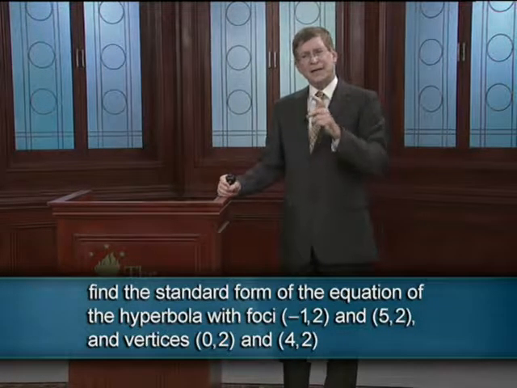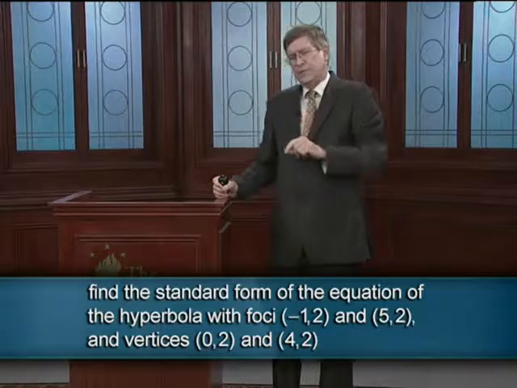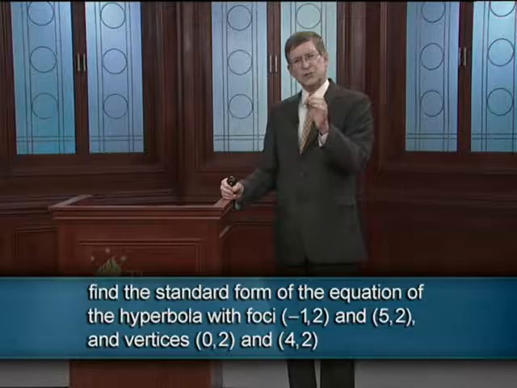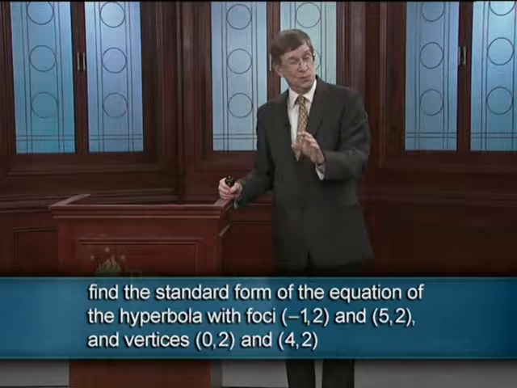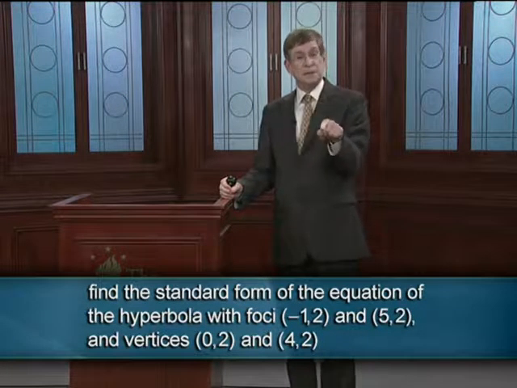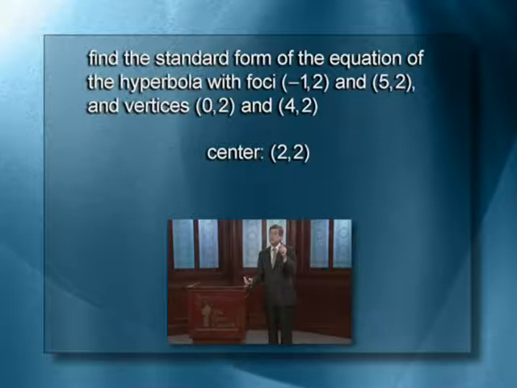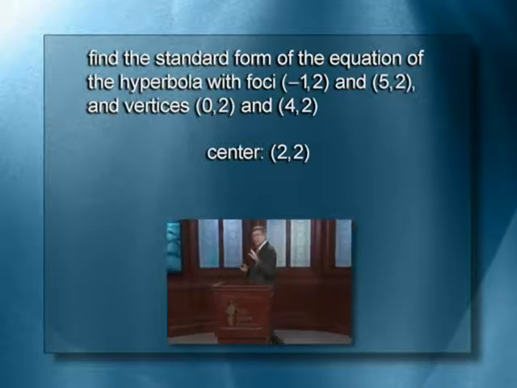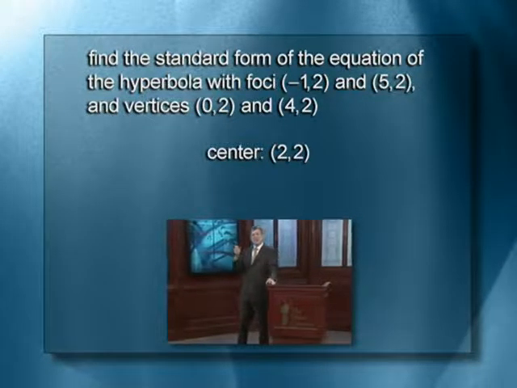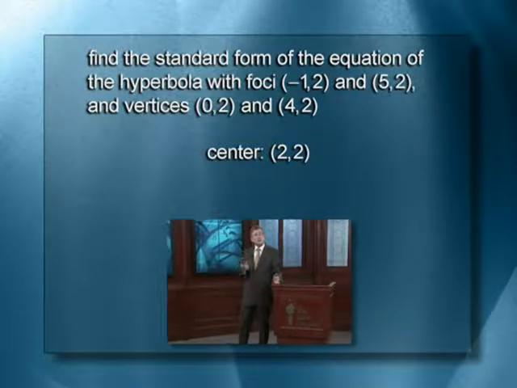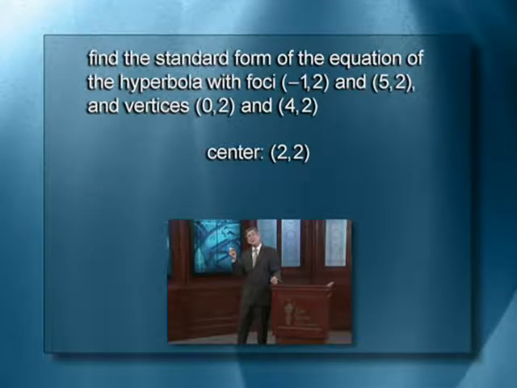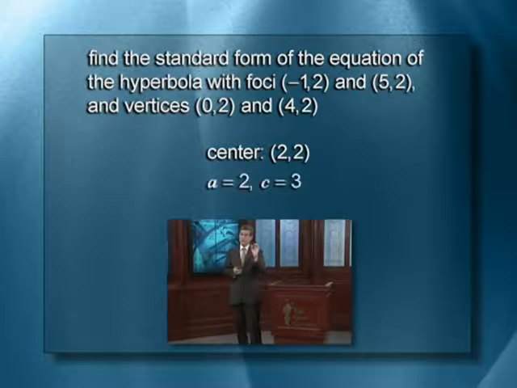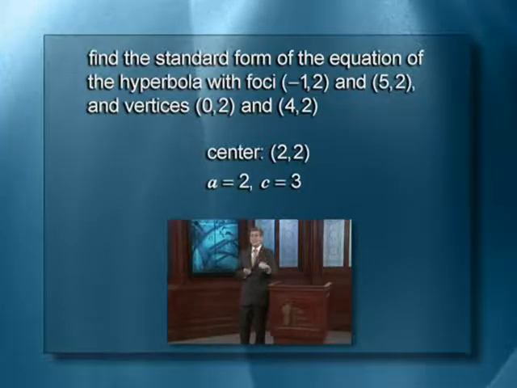So let me ask you right now, first of all, where's the center of this hyperbola? Well, if the vertices are 0, 2 and 4, 2, the center must be in between them, the midpoint. So it's at 2, 2. That's nice to know. The center's at 2, 2. So now we can get some information. The distance from the vertex to the center is 2 units, and the distance from the focus to the center is 3 units. So A is 2 and C is 3.